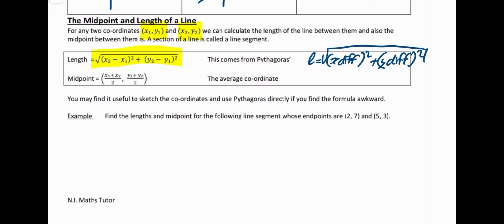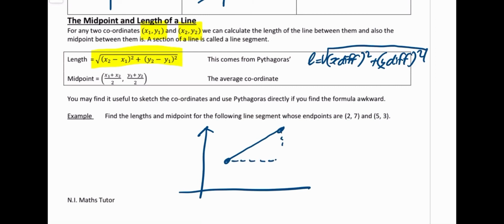So I'll just show you where that comes from. If you imagine you've got a point here and a point here, and you want to find the length between them, you can create a wee right angle triangle, and this is your y difference, and this is your x difference. So remember what Pythagoras' theorem says. It says the square on the hypotenuse is equal to the sum of the squares on the other two sides.